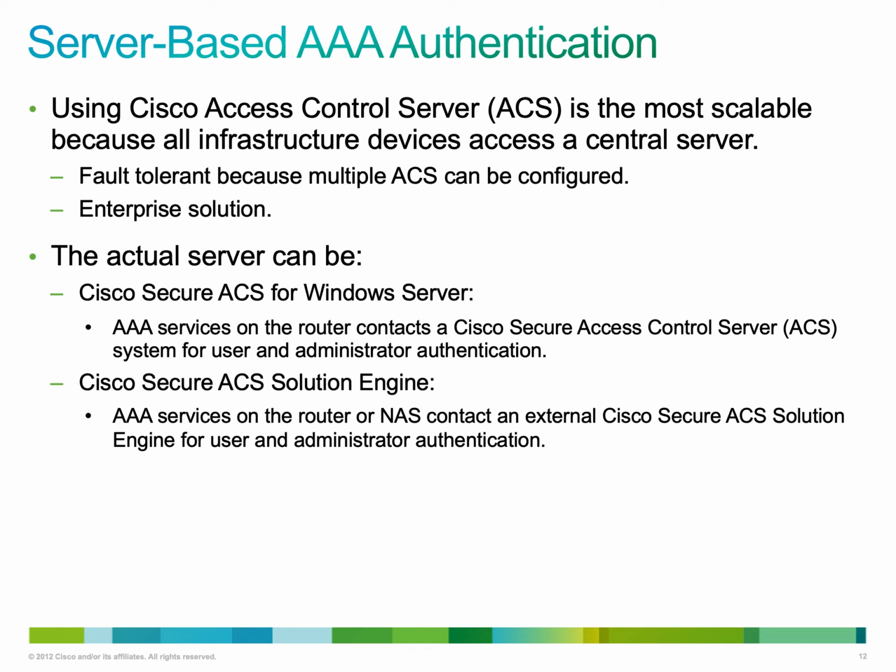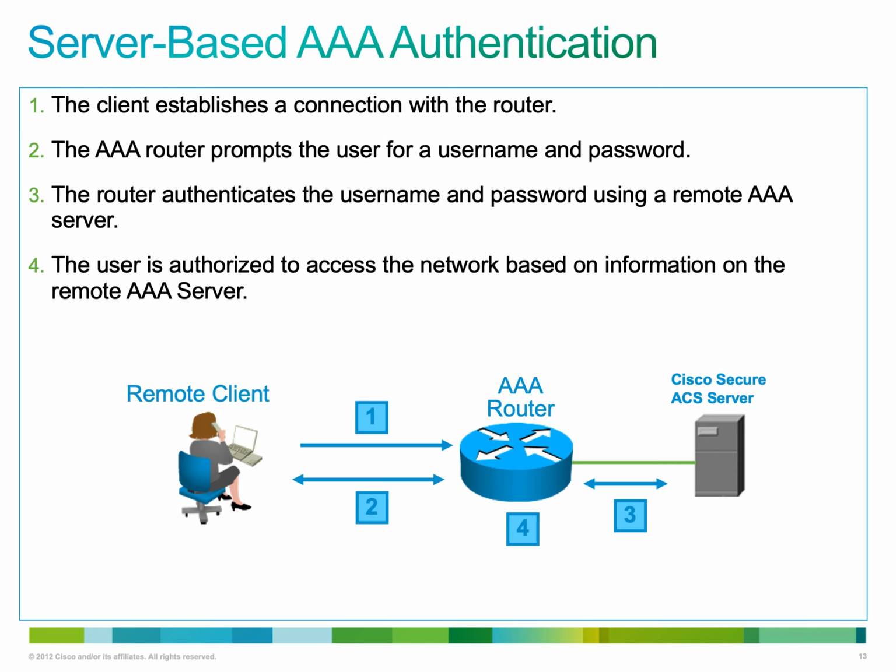Okay, now for Windows servers, AAA services on the router contact a Cisco Secure Access Control Server system for user and administrator authentication. So it will contact the Cisco Secure ACS system for any user in the network, and also for the administrator authentication. Then if you're using the ACS Solution Engine, AAA services on the router or NAS contact an external Cisco ACS Solution Engine for user and also for administrator authentication. Okay, in both cases.